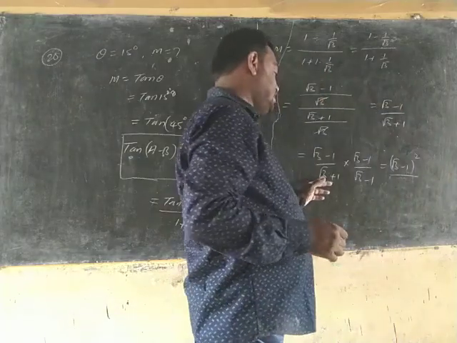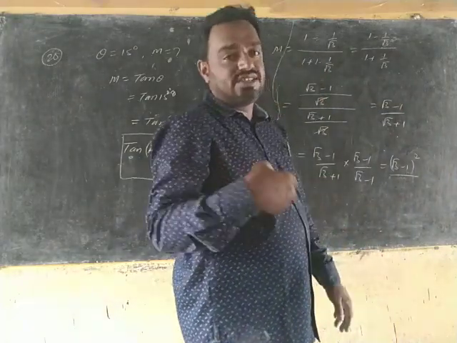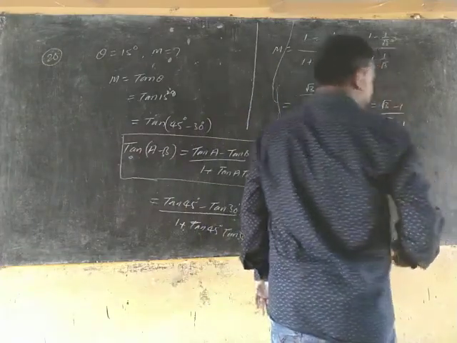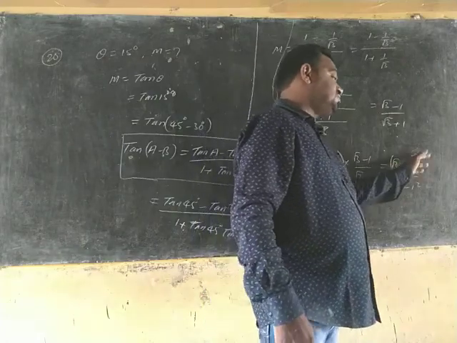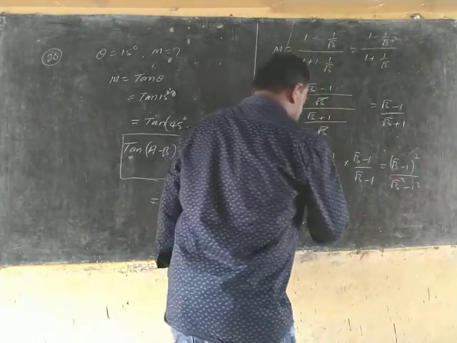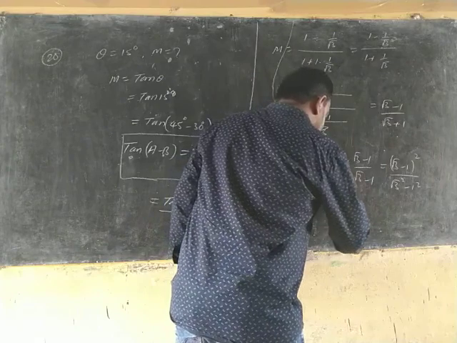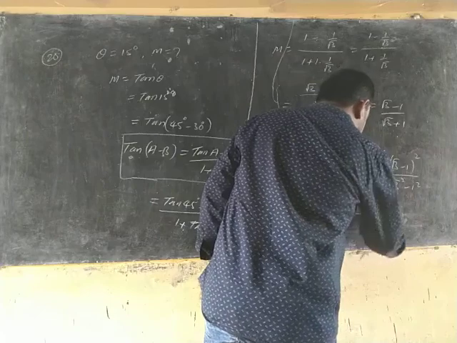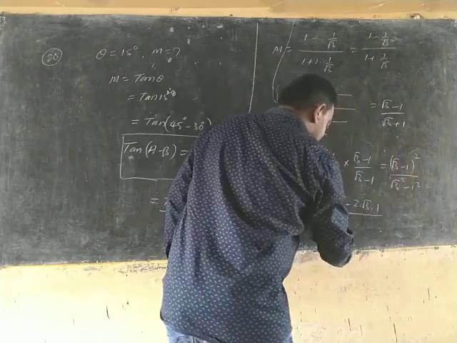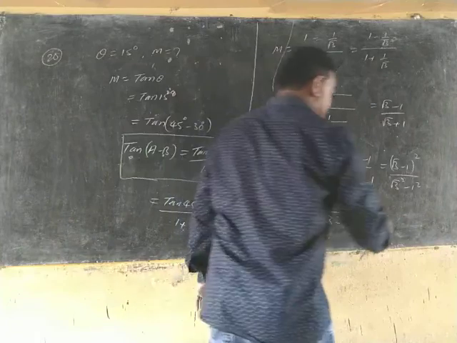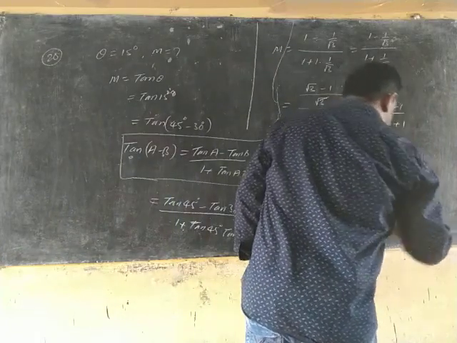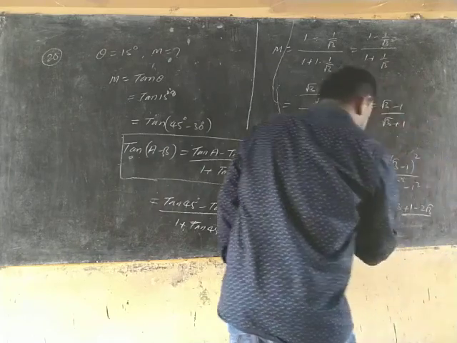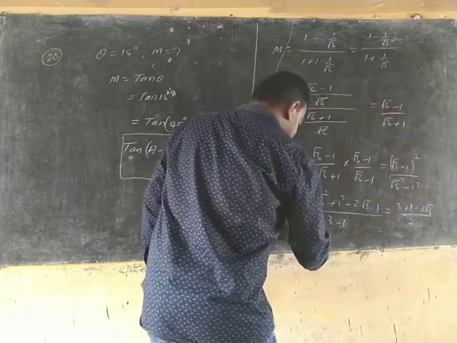The denominator is in the form of a plus b into a minus b, which is a square minus b square. That is root 3 square minus 1 square. The numerator is in the form of a minus b whole square, which is equal to a square plus b square minus 2ab. Root 3 square is 3, 1 square is 1, minus 2 into root 3 into 1, so the denominator is 3 minus 1, which is 2.